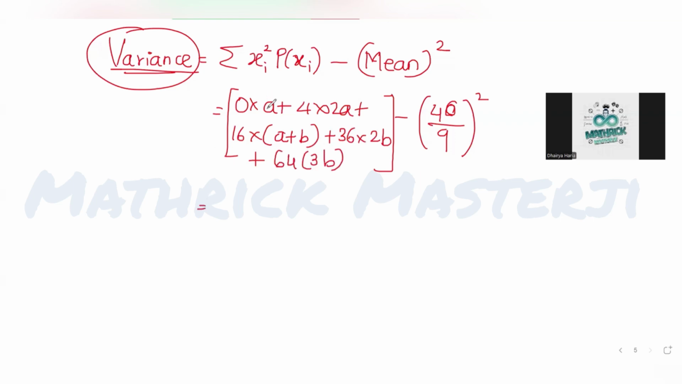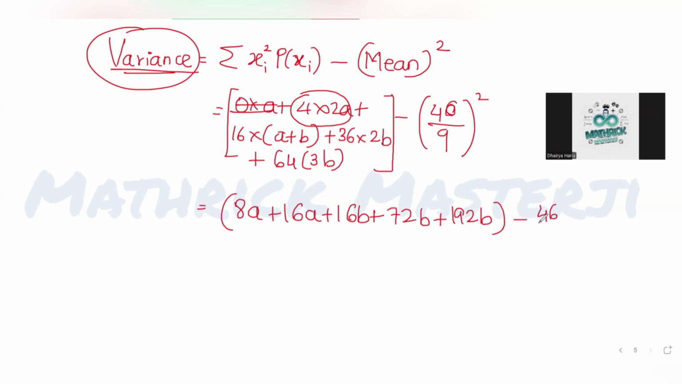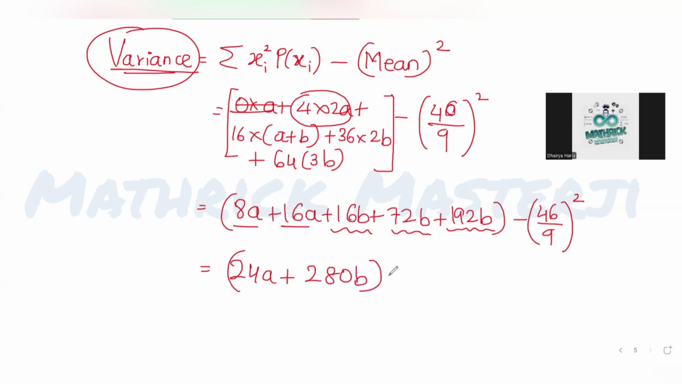Now if I solve this, 0 times 0 is 0, so doesn't make any sense. 4 times 2a, 8a, 16a, 16b, 72b, and the last one I have is 64 times 3, which is 192b, minus 46 over 9 squared as it is. So here, 16 plus 8 is 24a, 16 and 72 is 88, and 192 added gives me 280b, minus 46 squared.